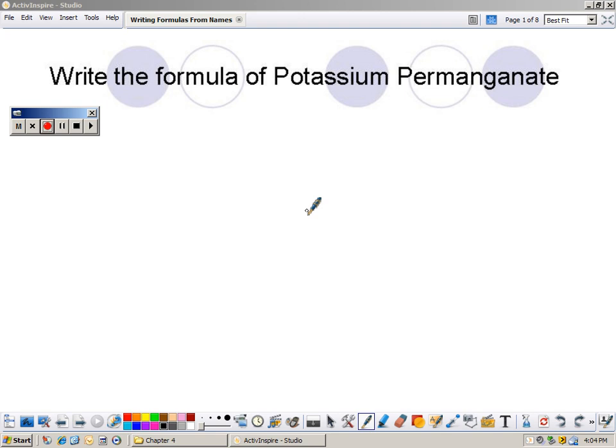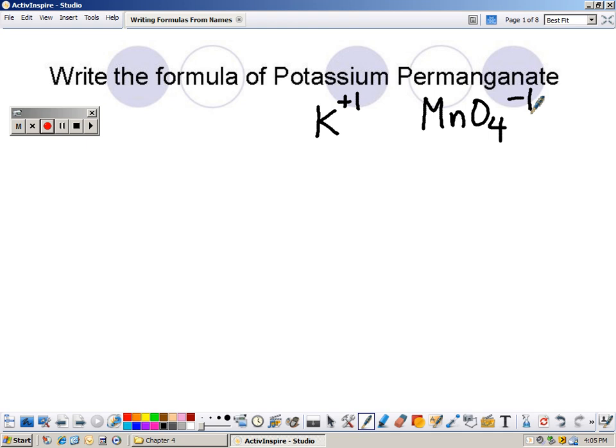So potassium permanganate. Okay, looking at potassium, you should know it's K for potassium. And then you should think, I can predict the charge of that ion. It would have a charge of +1. So first thing, again, like I said, you want to figure out the charges on the ions that make that compound. So permanganate, you should be feeling more comfortable with polyatomic ions now. You should be able to find that it's MnO4, -1.